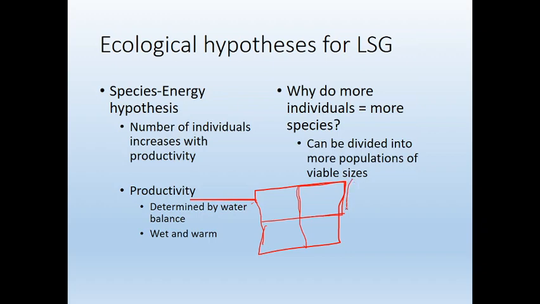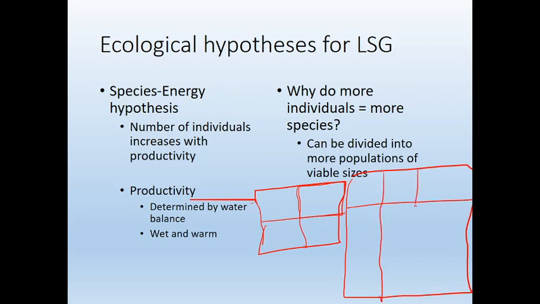Now, if you start out with a bigger box of individuals, what this means is you can divide this up into more populations. Let's pretend all these boxes I'm drawing are the same size as these over here. You can divide a big population into more smaller populations that will still always be viable, which can then lead to more species in the future.